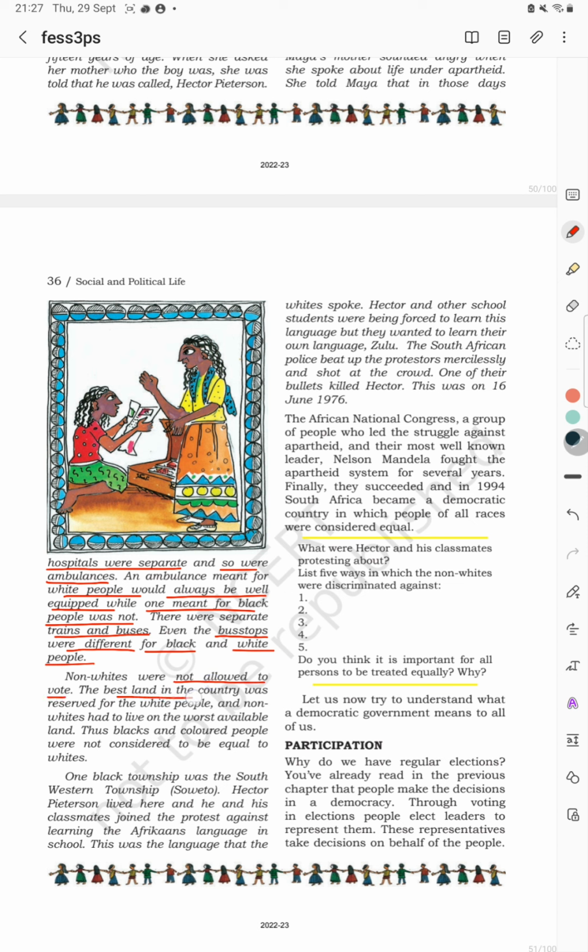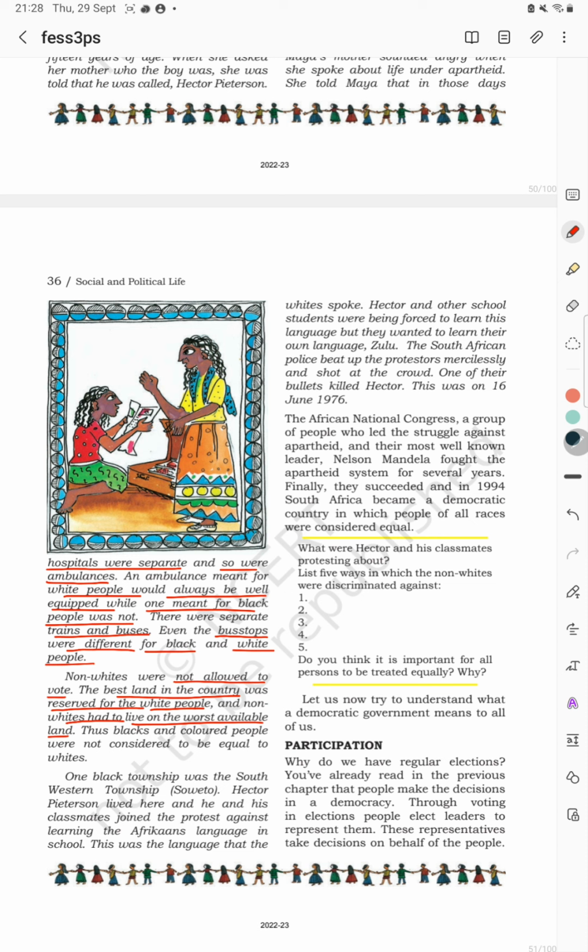The best land in the country was reserved for the white people. Non-white people had to live on the worst available land. See the discrimination or injustice here. The best land of the country was reserved for white people, and the non-white had to live on the worst available land. So this is clearly injustice, because the races were not equal.